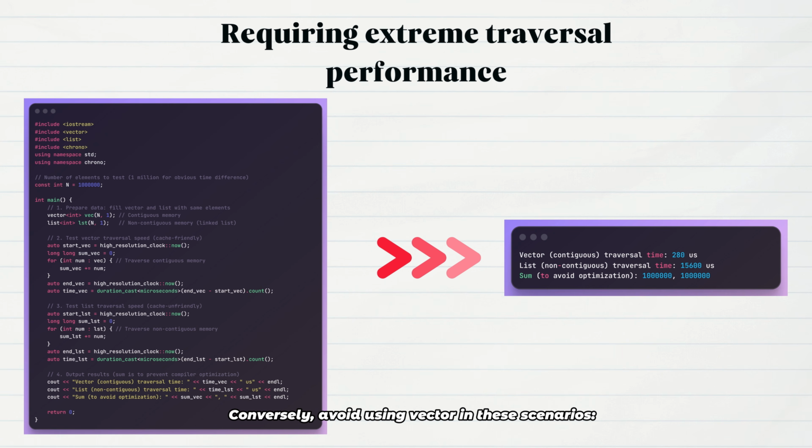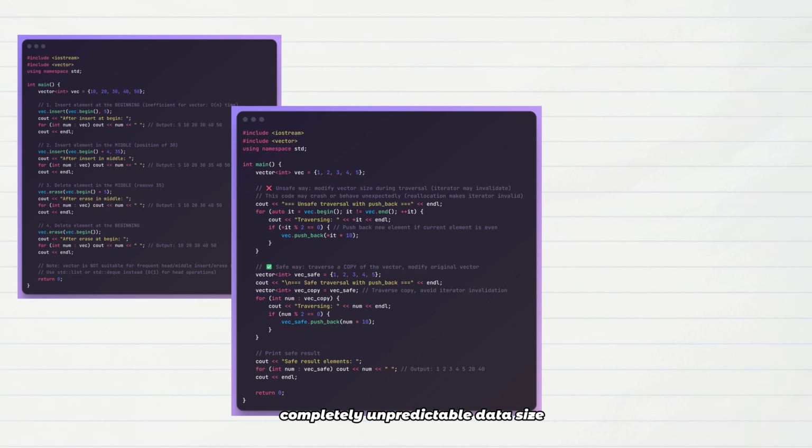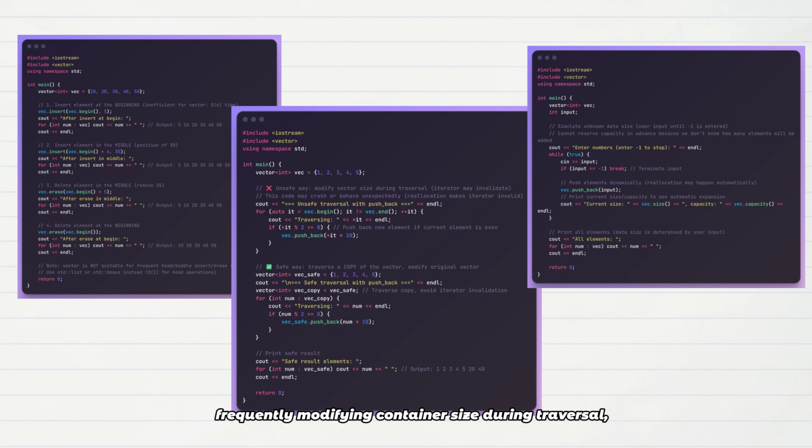Conversely, avoid using vector in these scenarios. Frequent insertion or deletion at the head or middle of the container. Completely unpredictable data size with no chance to pre-reserve. Frequently modifying container size during traversal, push_back while iterating. In these cases, list or deque might be more appropriate.